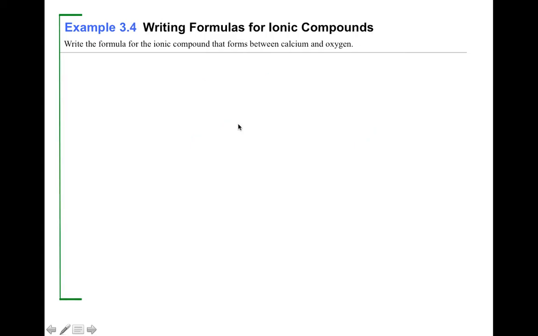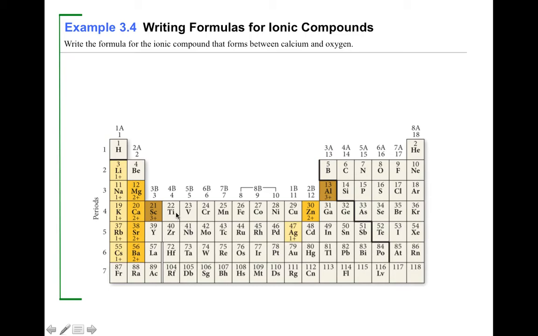All right, let's look at another example, calcium and oxygen. So again, pull out your tool, the periodic table, and calcium is here. It has a tendency to take on a plus 2, right? You knew that. And oxygen has a tendency to take on a minus 2, right? Okay. So what's the lowest common multiple of plus 2 and minus 2? Well, it's just 2, right? So that's going to be CaO. Can you see that?